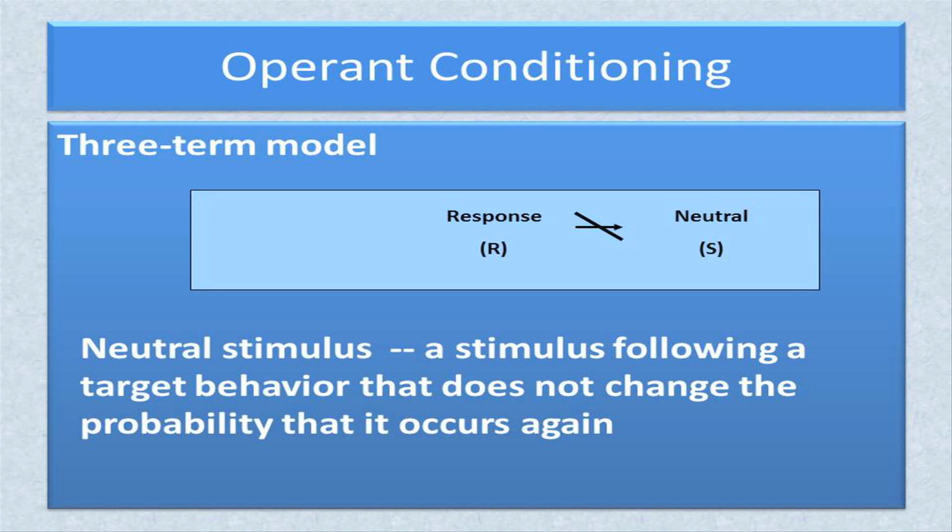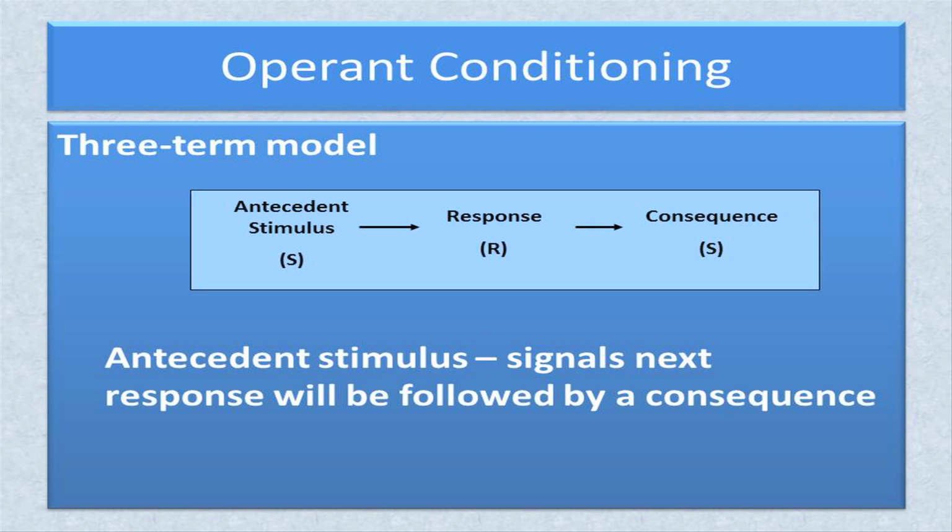A stimulus that follows a response but does not change the probability that the response will occur again is labeled a neutral stimulus. It is important to understand that the label that should be applied to stimuli is not known until after the change in behavior has occurred. We will return to this issue later in the presentation.